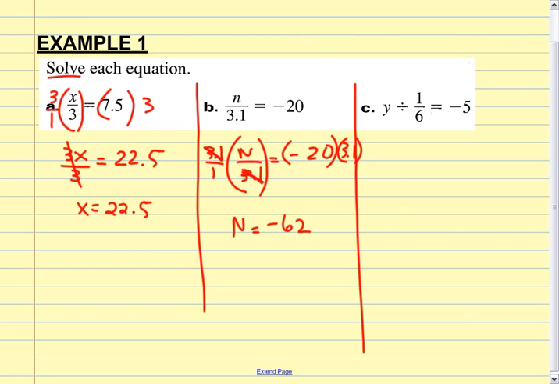Okay. Now, C is interesting. C says, let me rewrite it. I'm glad we got some extra time here. y divided by 1/6 is equal to negative 5. Now, before we go anywhere, how do I divide by fractions? Whenever I see something divided by a fraction, what do I do, Catherine?